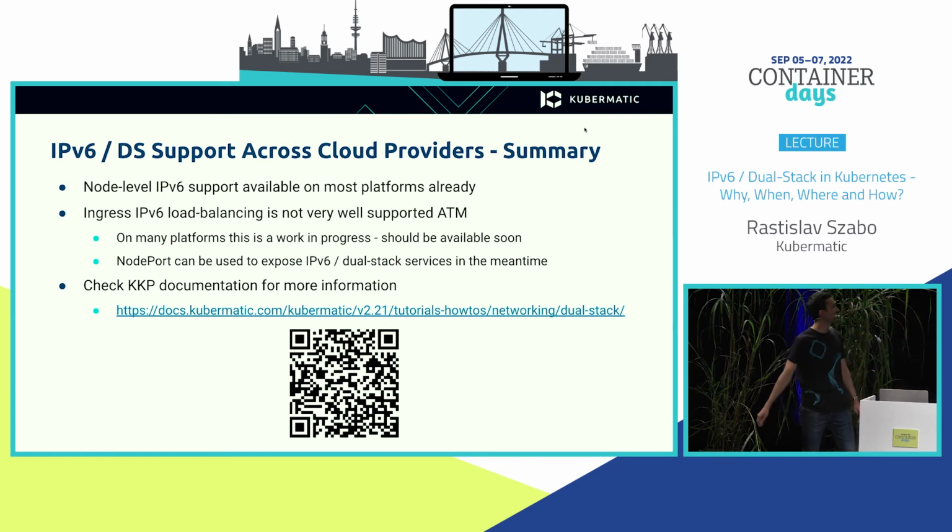To summarize this, on the node level, IPv6 support is mostly supported across most of the platforms, but the ingress IPv6 load balancing is not that well supported at the moment. But on many platforms, this is already a work in progress, so it should come soon in the next Kubernetes releases. In case that it is not supported by your platform, you can still use NodePort to expose IPv6 services in the meantime.